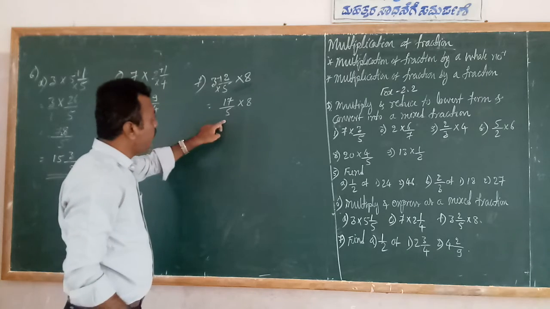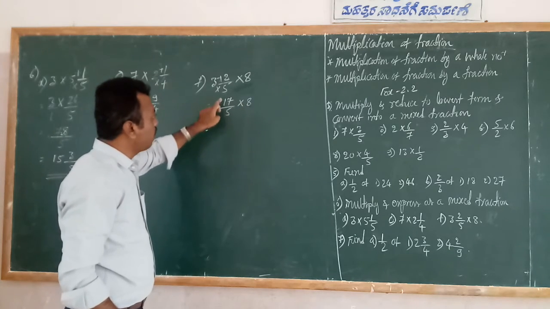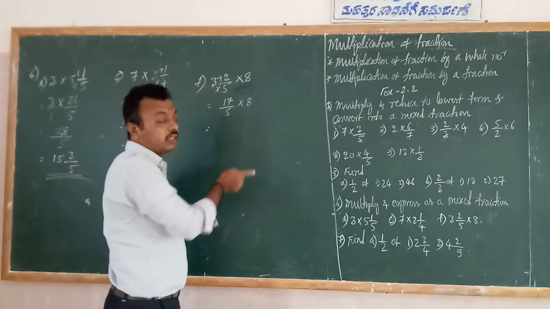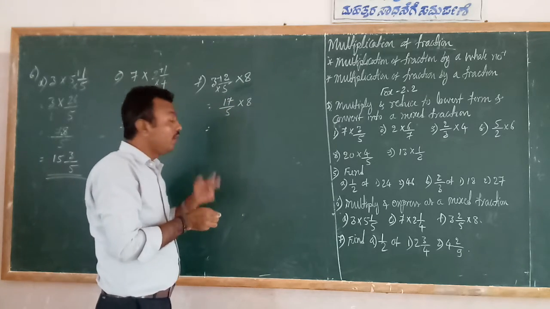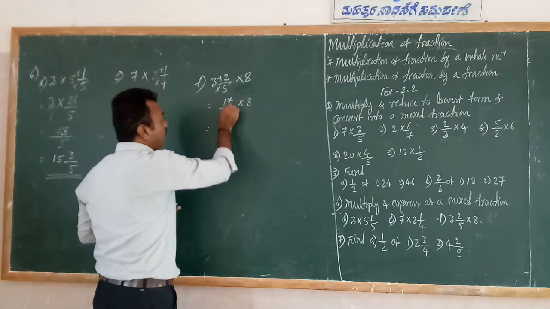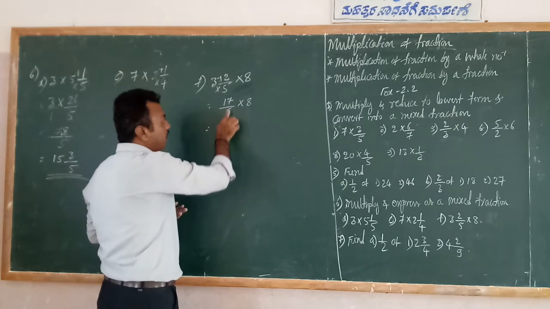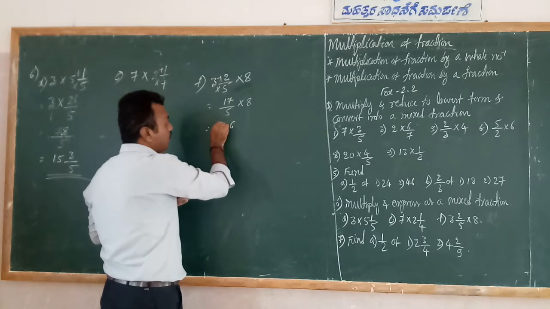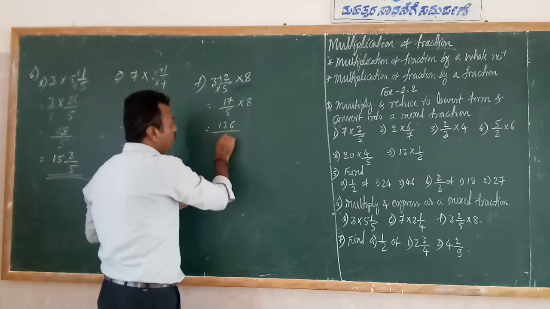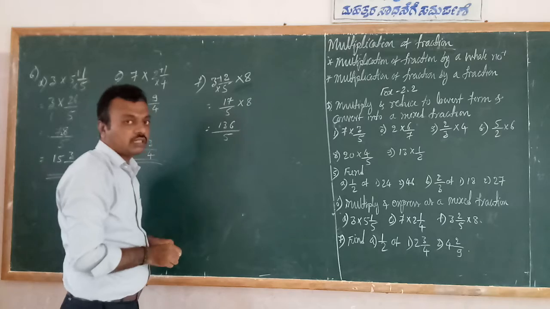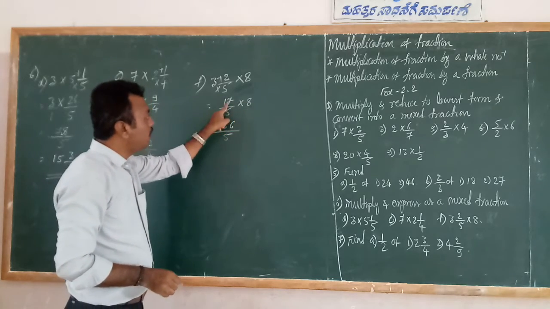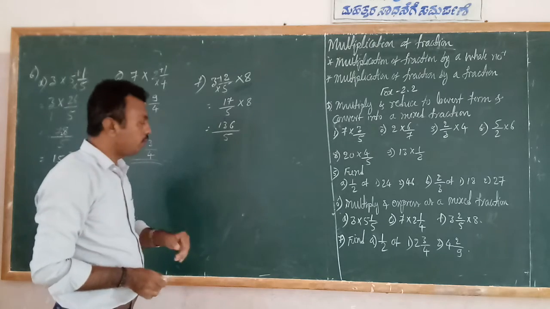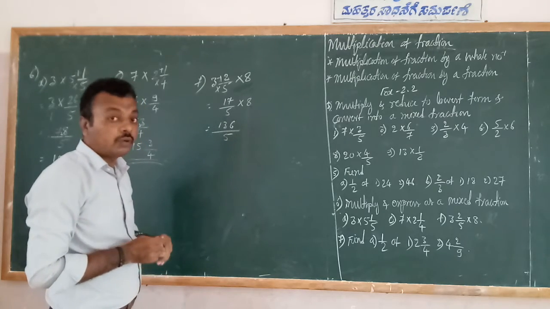Now in 17 by 5 into 8, 8 and 5 are not going, 17 and 5 are also not going. Therefore you have to multiply 17 into 8. 8 sevens are 56. 8 ones are 8 plus the carry 5 is 13. So 136 upon 5. 17 eights are 136. If you don't know, you have to multiply 8 sevens, then 8 ones, then add the carry. So please learn up to the 20 table.